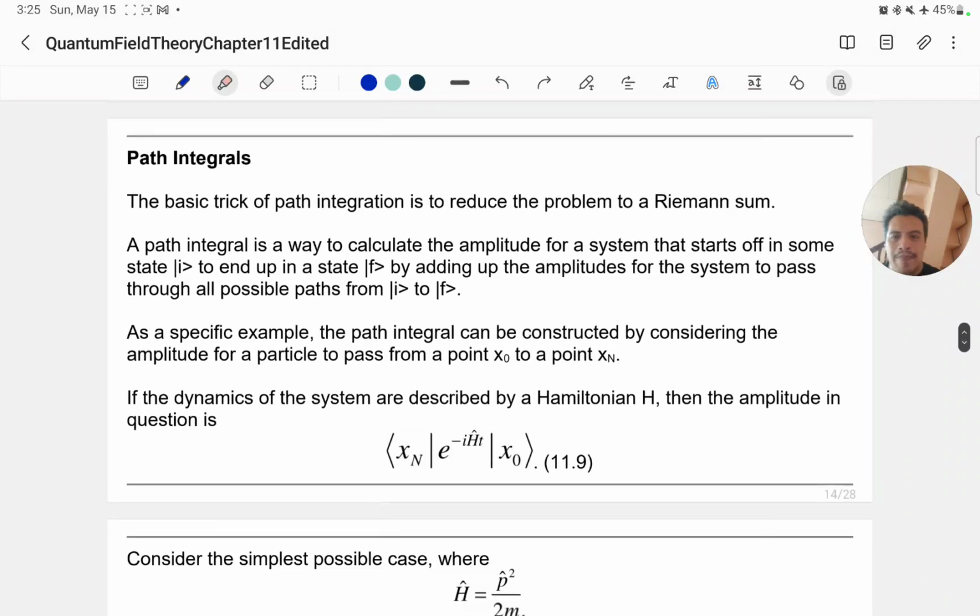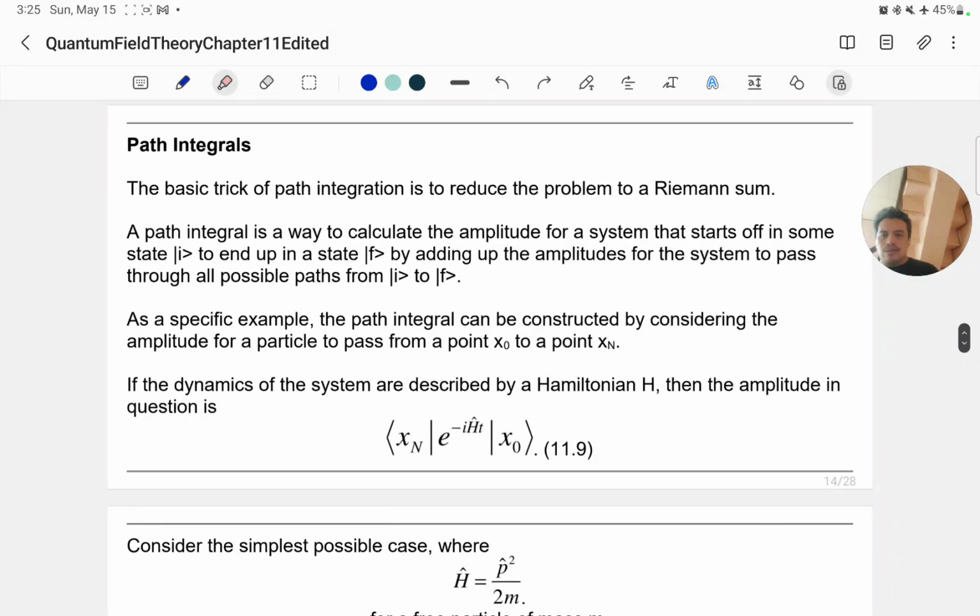Feynman path integrals. So we will now discuss path integration, and what is actually the goal here is to reduce the path integral to a Riemann sum. So again, the path integral is a method in which we are able to calculate the amplitude for a system that starts off in some initial state I and ends up in a final state F by adding up amplitudes of the system to pass through all possible paths from the starting point to the final point.